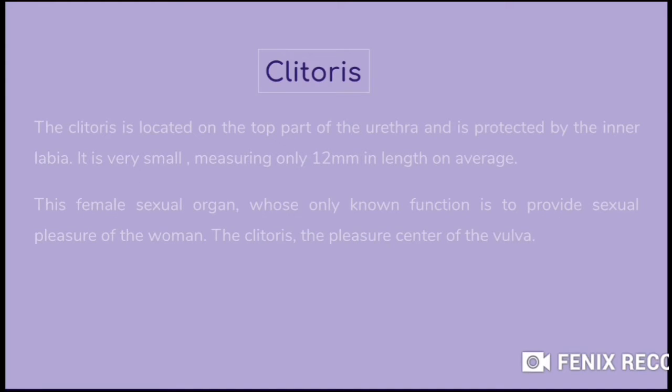The clitoris. The clitoris is located on the top part of the urethra and it is protected by the inner labia. It is very small, measuring only 12 millimeters in length on average. This female sexual organ, which is located in the center of the vulva, has the only purpose of providing sexual pleasure to the woman.